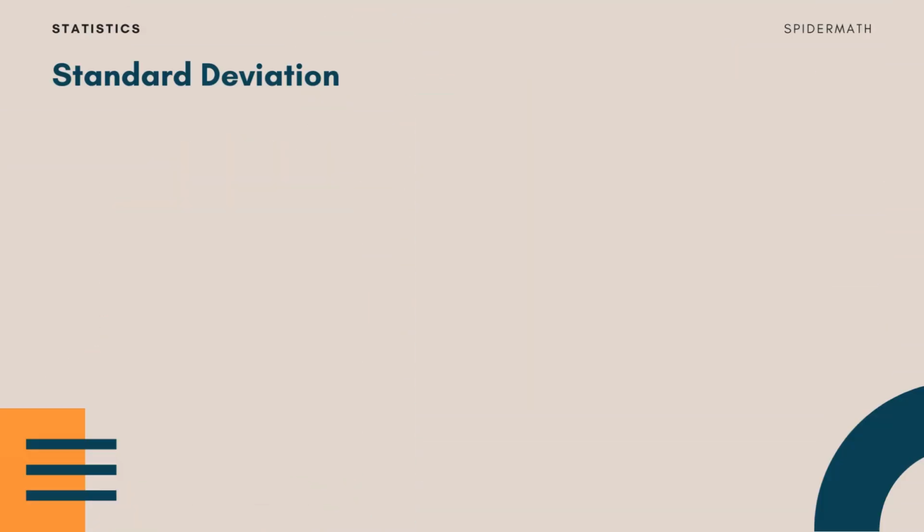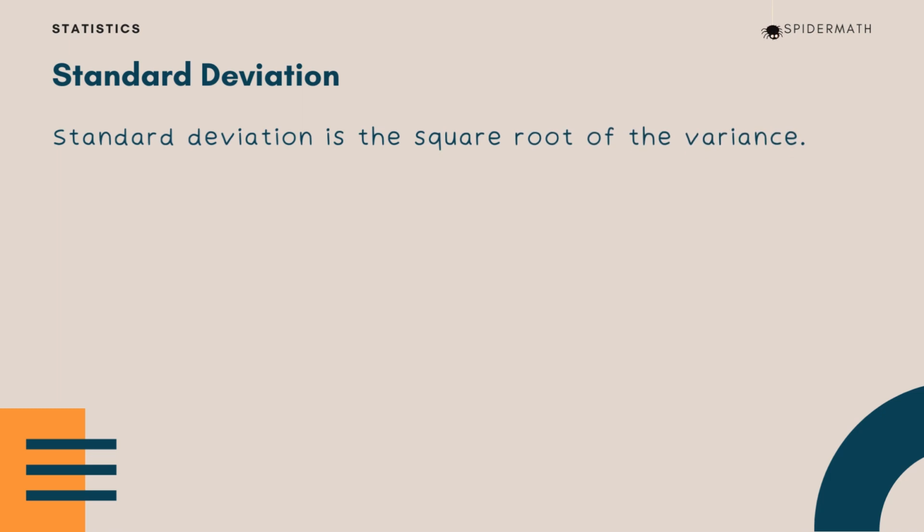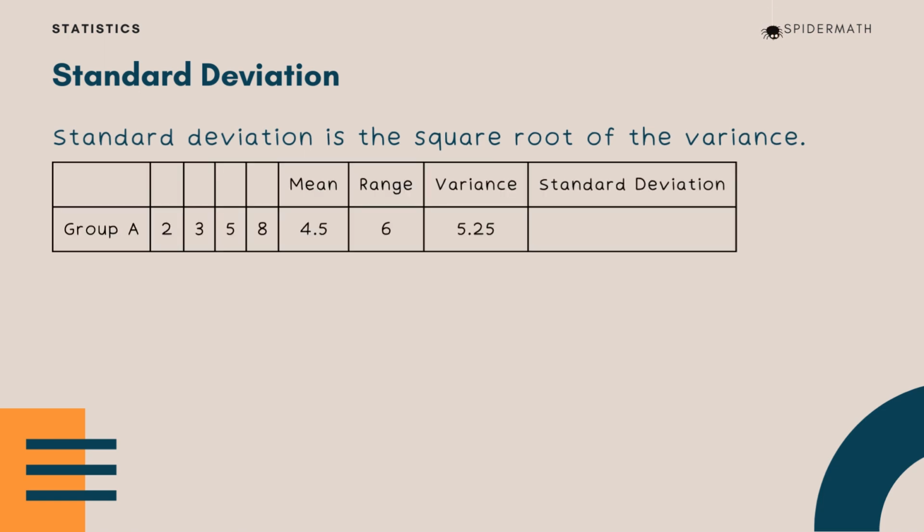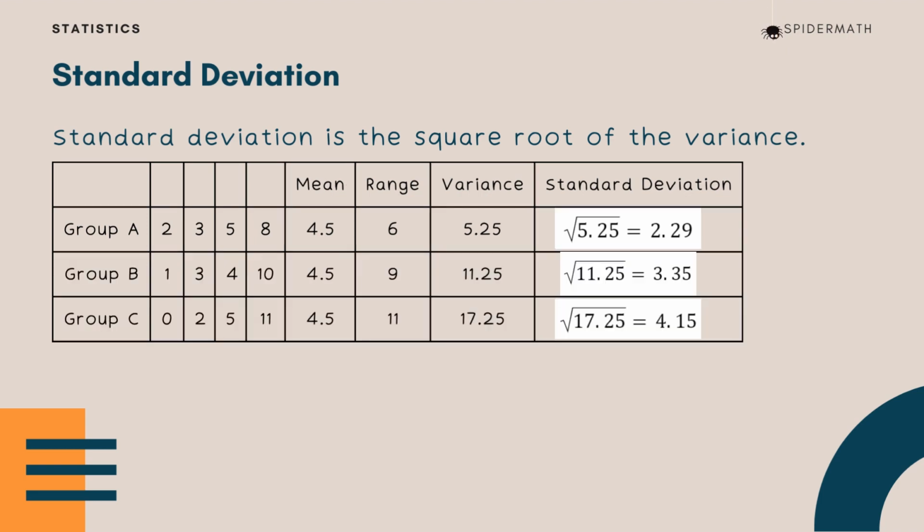Standard deviation is the square root of the variance. Since the variance is the mean square of the deviations from the mean, the standard deviation is the root mean square deviation from the mean. For our Group A data, we calculate the square root of its variance, which is 5.25, to find the standard deviation, which is 2.29. Let us now compare the data in each group. The larger the value, the more spread or more variable it is.